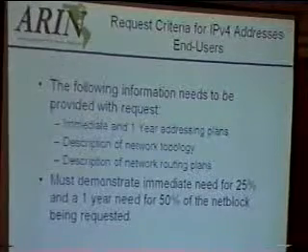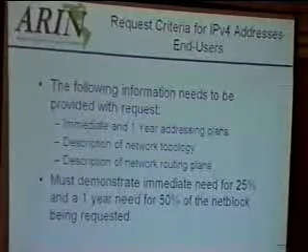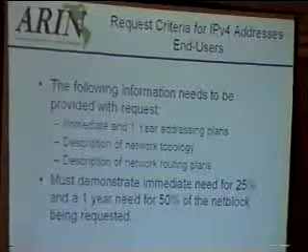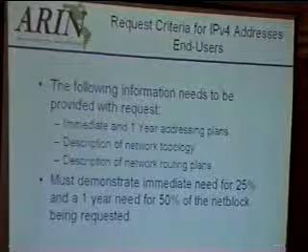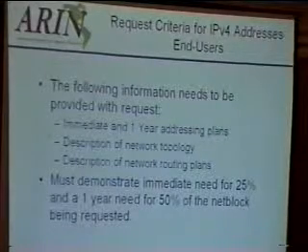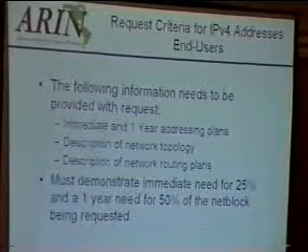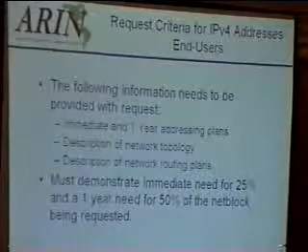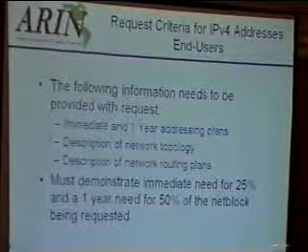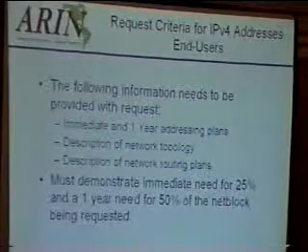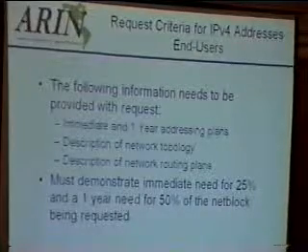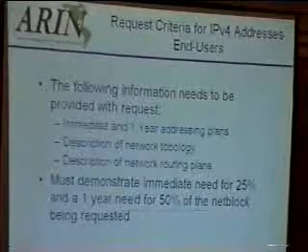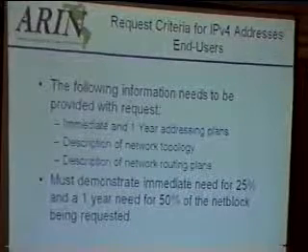They'll come to us and show us that their network requires a /20 and is connected to the global internet, and we'll make an allocation to that type of organization. The information they need to provide is their immediate and 1-year addressing plans, a description of their network topology, and a description of their plans for routing or announcing the address space. There's a lot of data that we need from these folks.